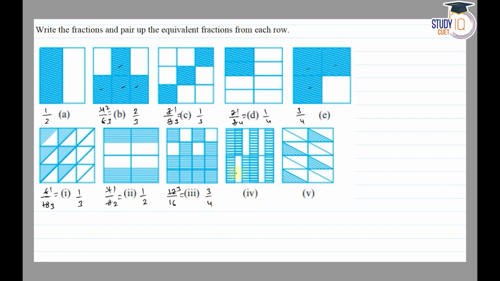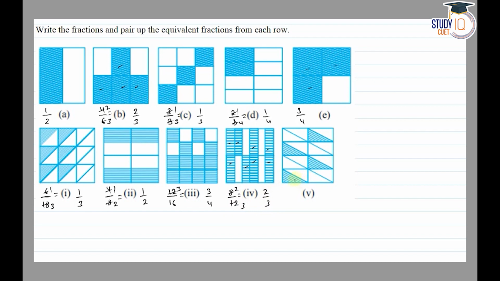In fourth, total 1, 2, 3, 4, 5, 6 and 6 2s are 12. So total 12 parts are given and 1, 2, 3, 4, 5, 6, 7, 8, 8 parts are shaded. So by simplifying this, 4 2s are 8 and 4 3s are 12. 2 by 3 is the fraction.